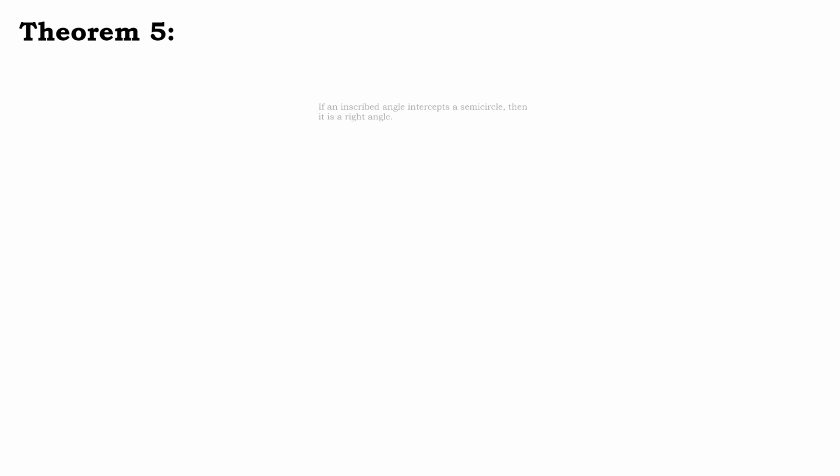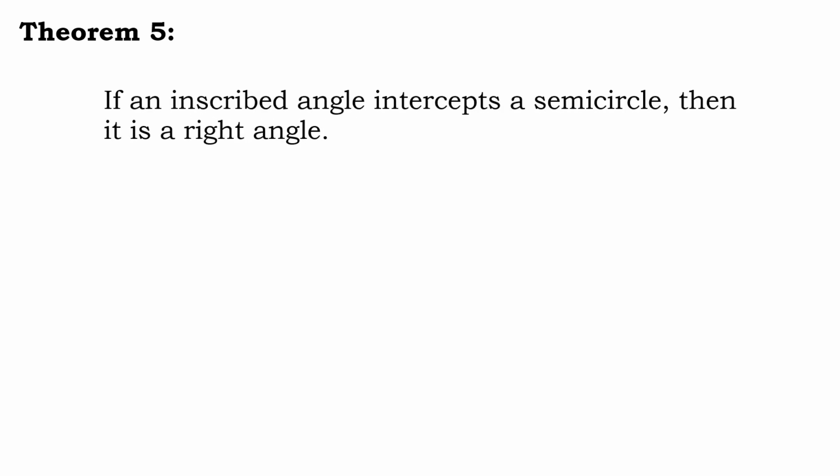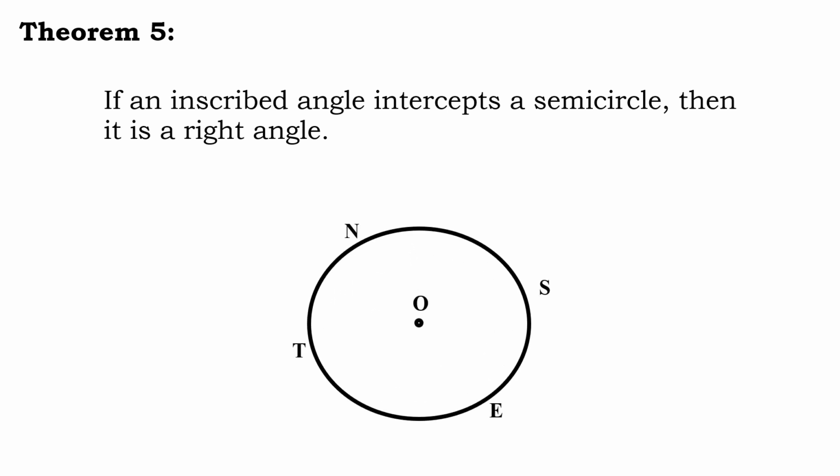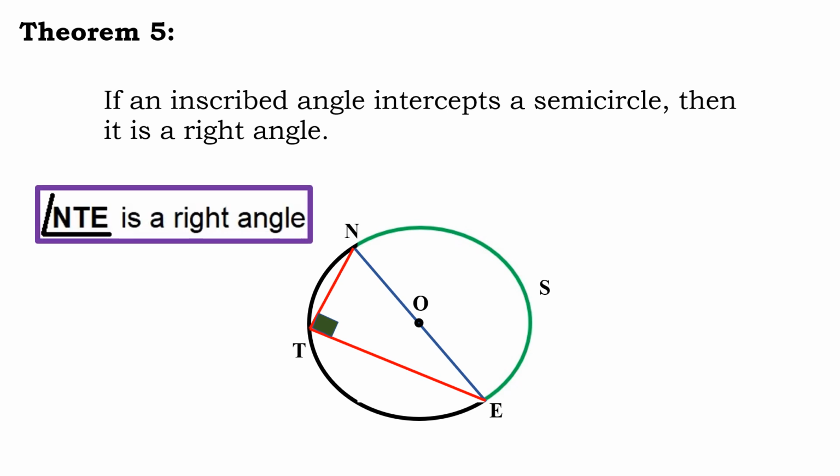Theorem number 5. If an inscribed angle intercepts a semicircle, then it is a right angle. We have here circle O with the diameter NE. And angle NTE is an inscribed angle in circle O which intercepts a semicircle arc NSE. The endpoint of angle NTE is the diameter of circle O which is NE. Therefore, angle NTE is a right angle.